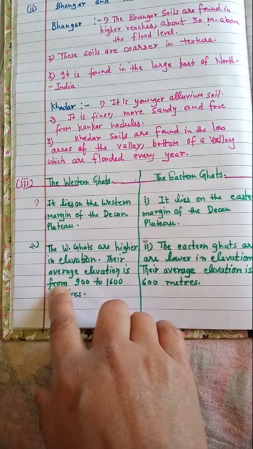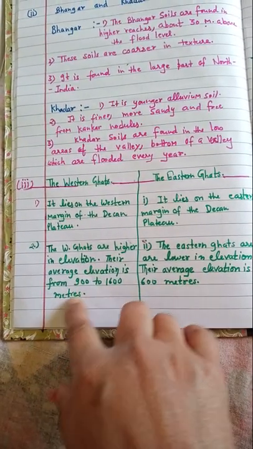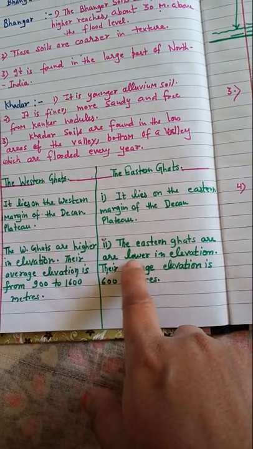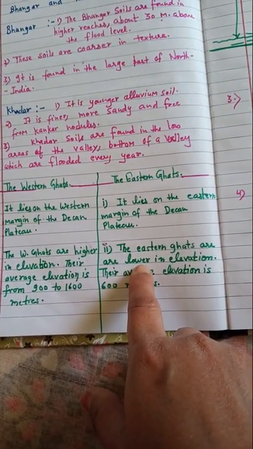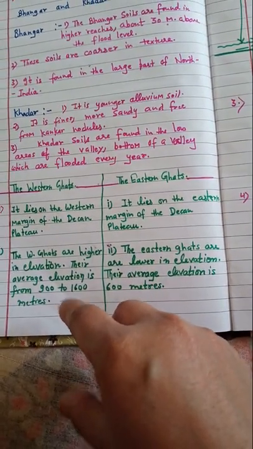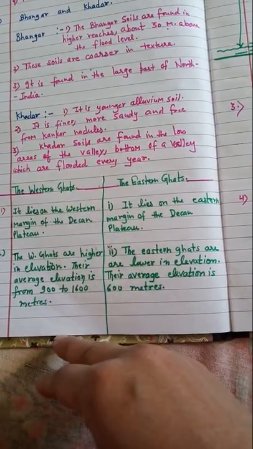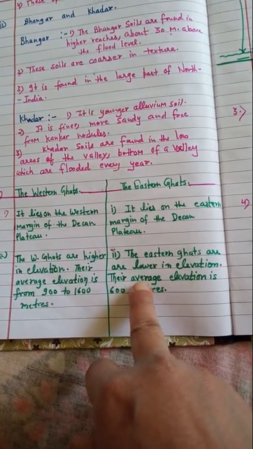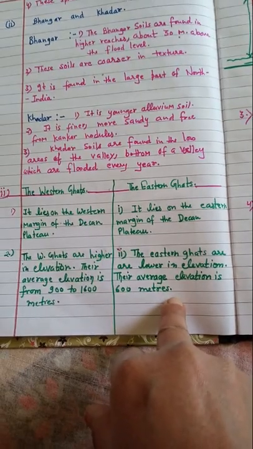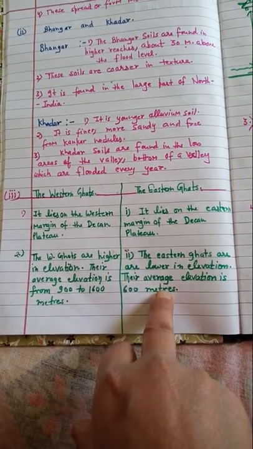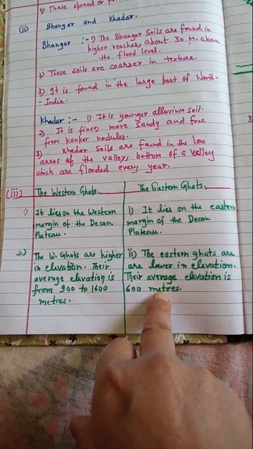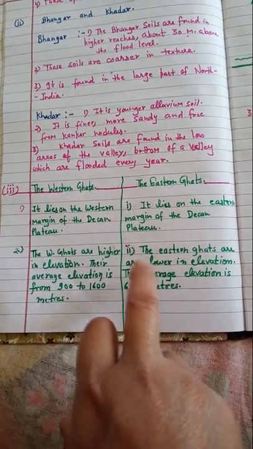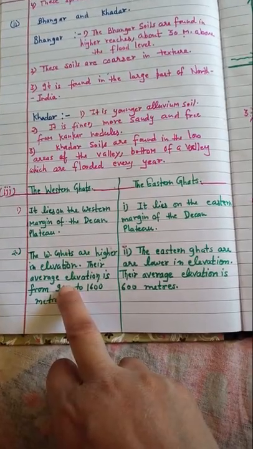The Western Ghats are higher in elevation. Their average elevation is from 900 to 1600 meters. The Eastern Ghats are lower in elevation. Elevation means how much they are raised from the sea level, how much height they have. The average elevation of the Eastern Ghats is 600 meters, which is lower than the Western Ghats.